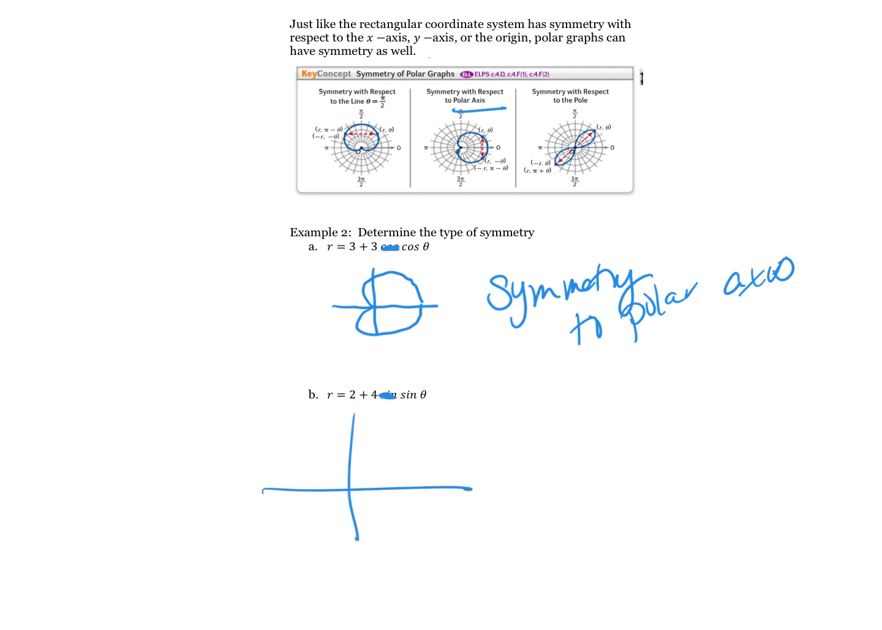2 plus 4 sine theta is going to give me, ooh, I don't know if I can draw this guy. Nope, I totally messed him up. How about I go like this and then make a little loop? Okay, so that guy looks like he is symmetrical to the line theta equals pi over 2.